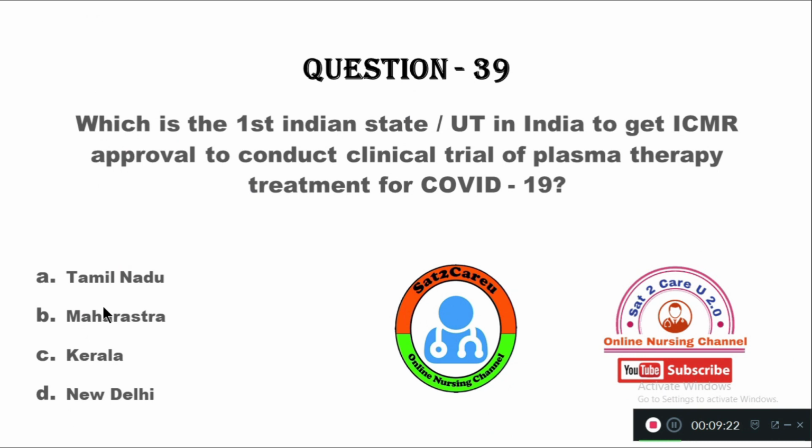Question number 39. Which is the first Indian state or union territory to get ICMR approval to conduct clinical trial of plasma therapy to treat COVID-19? Option A, Tamil Nadu; B, Maharashtra; C, Kerala; and D, New Delhi. The first state or union territory to get approval from ICMR to start plasma therapy as a clinical trial to treat COVID-19 is option C, Kerala. Before New Delhi, Kerala got permission from ICMR to start the clinical trial to treat COVID-19 patients with plasma therapy.